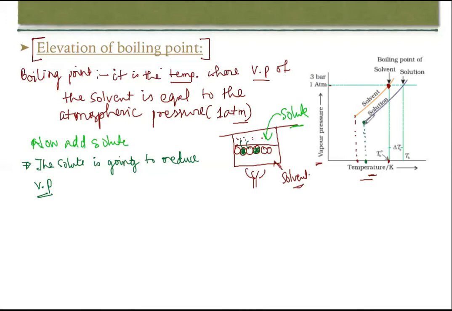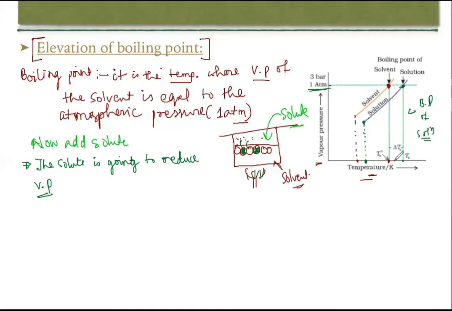At room temperature, the solution will have a particular temperature. Now we are going to heat this solution. Slowly the temperature is going to rise, and the vapor pressure is going to increase. After some point of time, the vapor pressure is going to reach 1 atm. That temperature is the boiling point of the solution. So I'm writing, this is the boiling point of the solution.